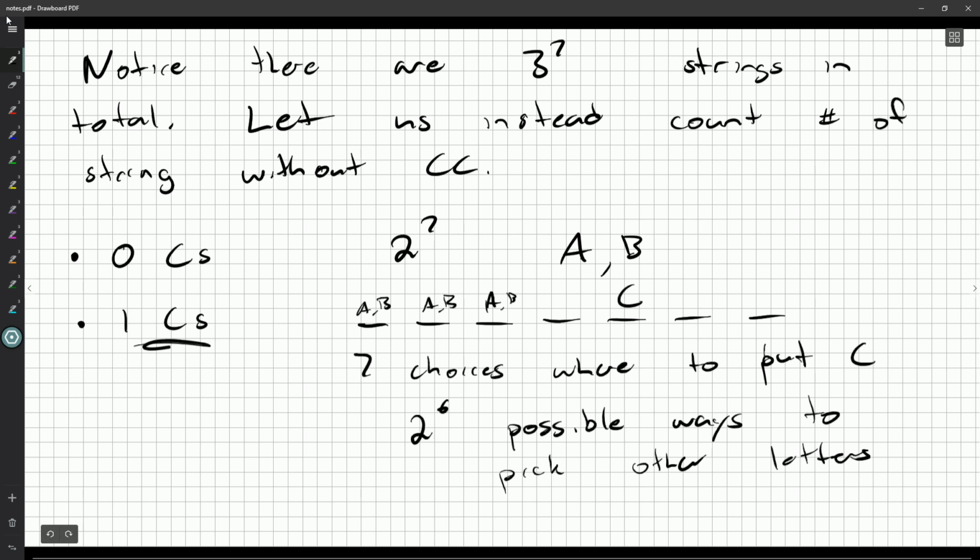So how many are there with just 1 C? 7 times 2 to the 6. So in total so far, I've got 2 to the 7 plus 7 times 2 to the 6. We could work these out. I mean, 3 to the 7 is going to be 2187. We might do that at the end. We'll see. Now here's where things might get a little harder.